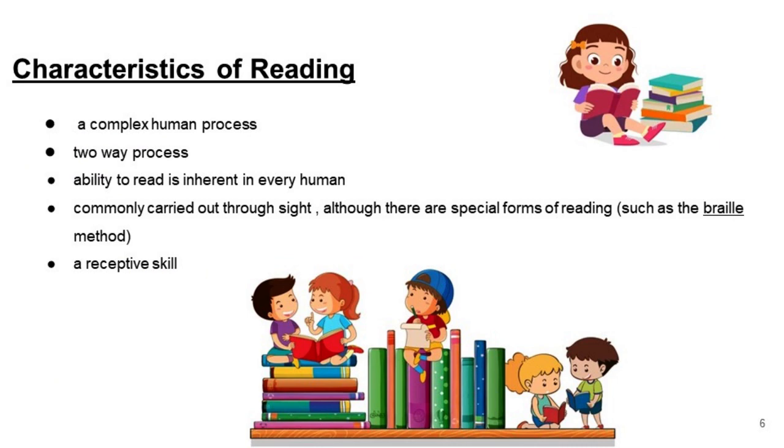Characteristics of reading. First, it is a complex human process. It is a complex human process because when we read, our eyes go through the words that are written in the text. At the same time, our brain cells try to extract information from the passage given. And at the same time, we are also trying to remember whatever we are reading. So it is a multiple action that is happening at a single point of time. Hence, it is a complex process.